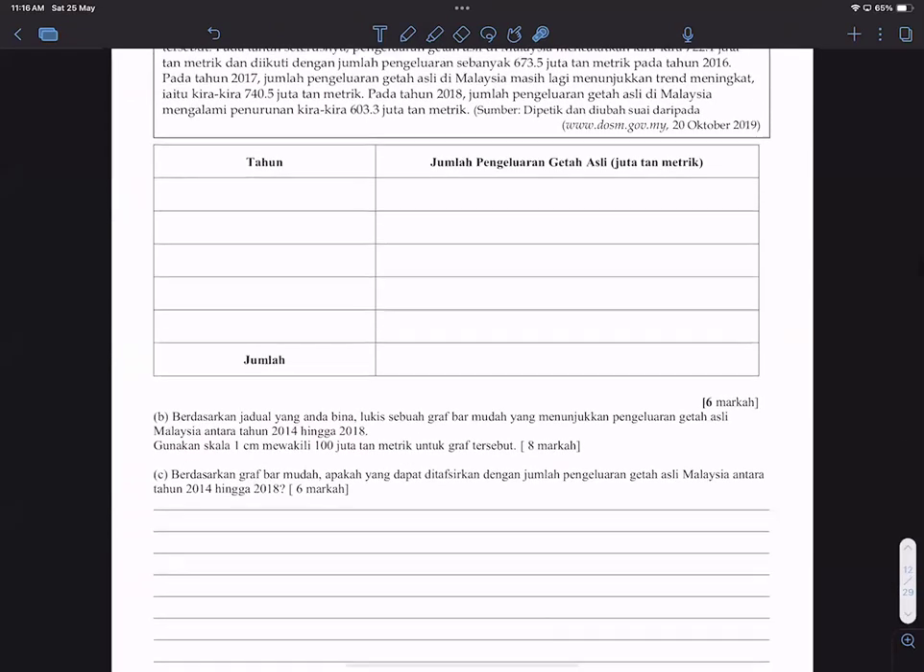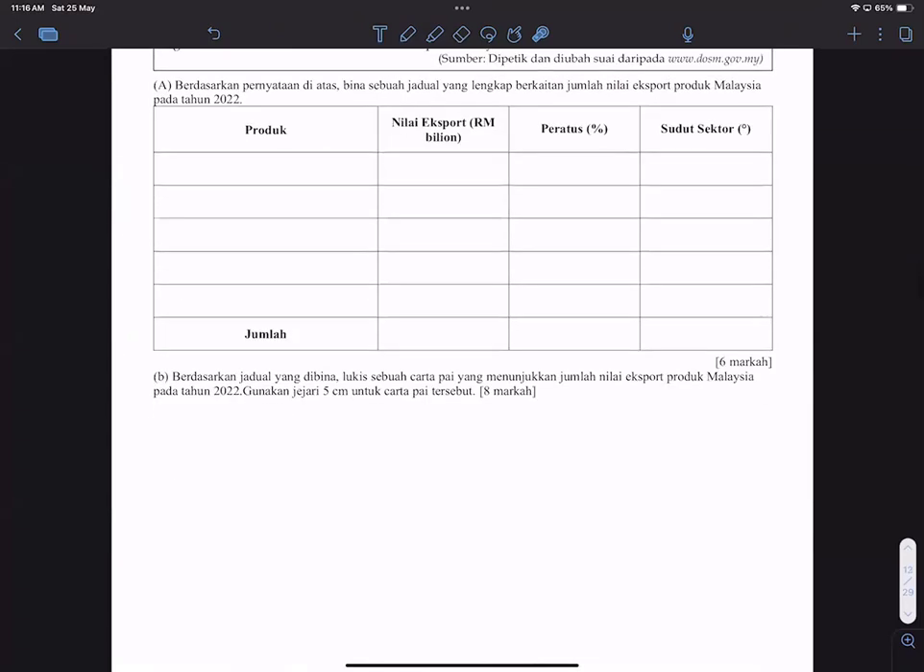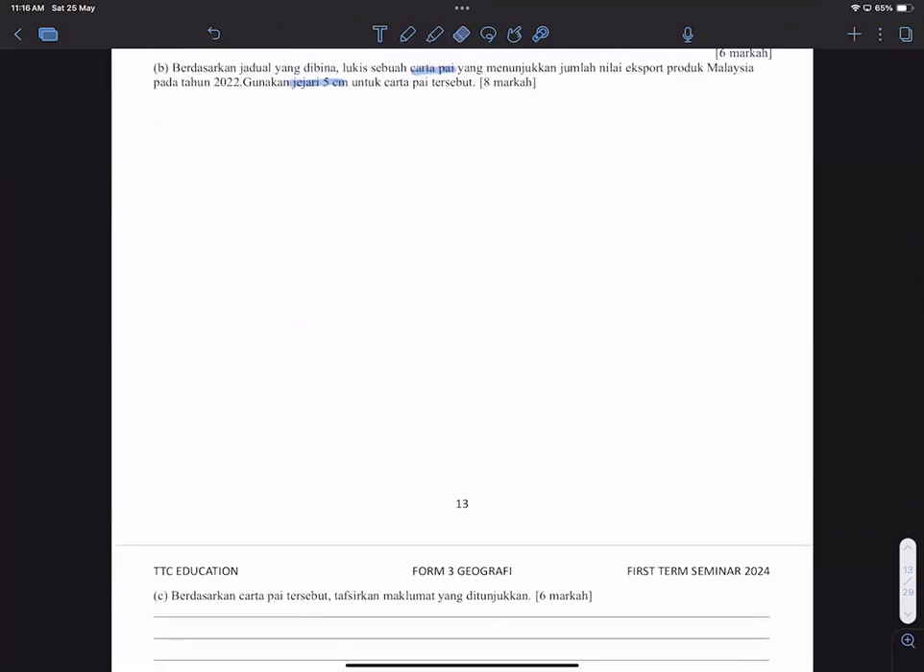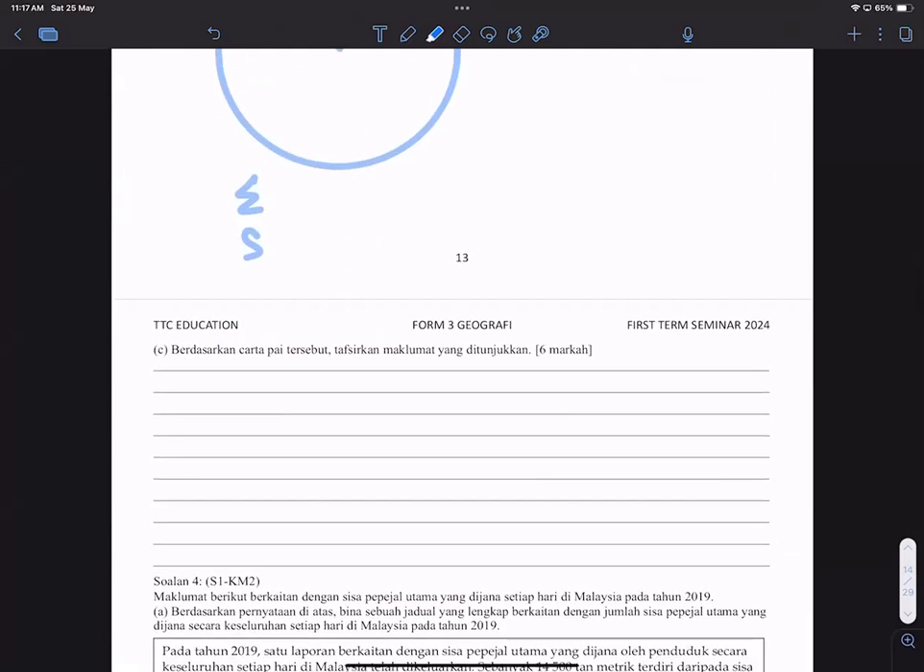So the second one is still the same graph bar. Practice on your own. Try to do your own tafsiran. So the third one, catapai. So for catapai, remember, jejari 5 cm. Done. So try to prepare the 5 cm for catapai. Okay, then your petunjuk, your tajuk, and then your jumlah nilai keseluruhan, remember one more skala. So that's your catapai. Okay. So after that, same thing, tafsirkan.